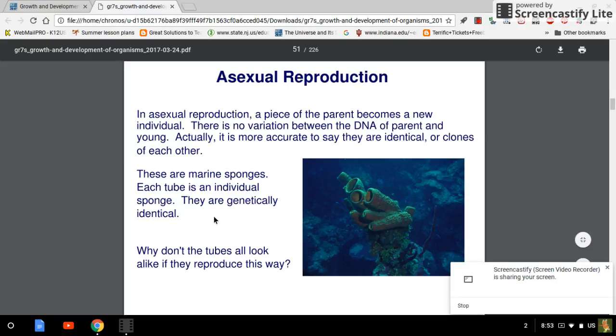These are marine sponges. So this is a sea sponge. This is what they look like. Each tube is an identical sponge, or individual sponge, I should say. So these are all different sponges. Each one is an individual, but they're genetically identical.